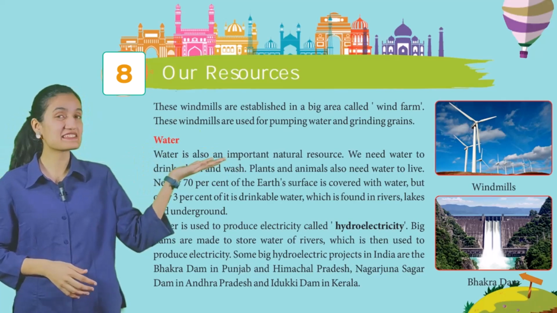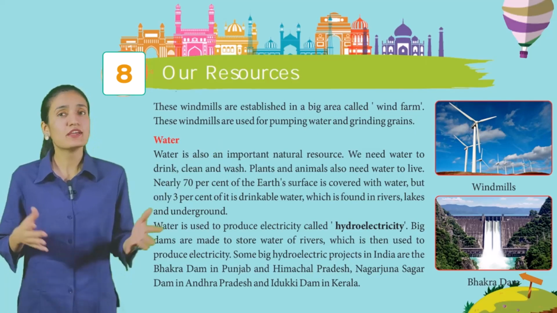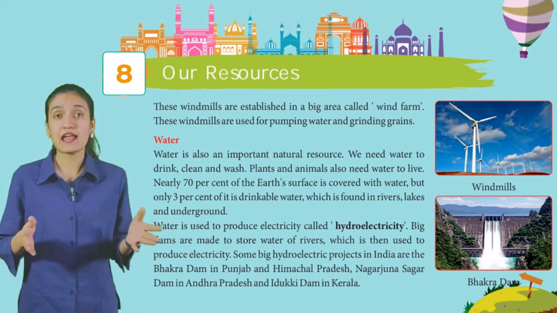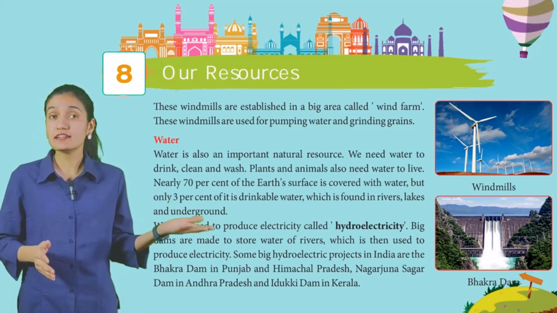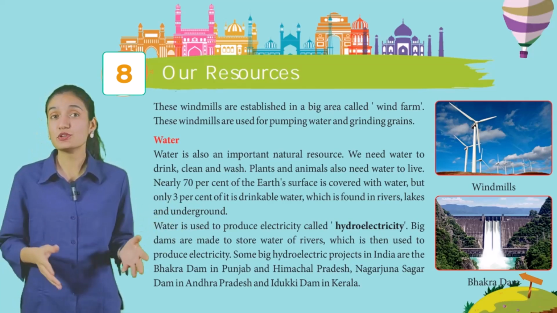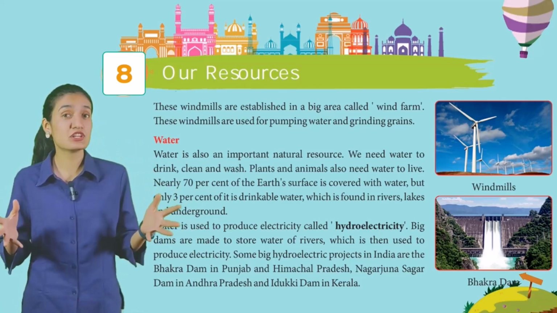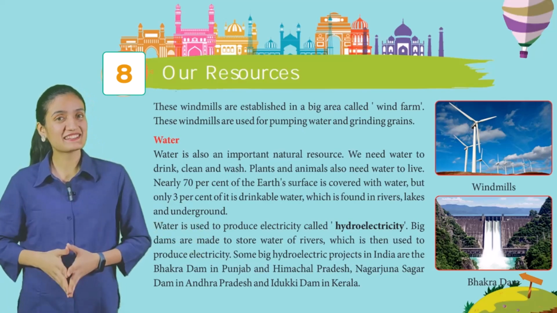Okay, now next is water. Water is also an important natural resource. We need water to drink, clean and wash. Plants and animals also need water to live. Nearly 70% of the Earth's surface is covered with water, but only 3% of it is drinkable water, which is found in rivers, lakes and underground.